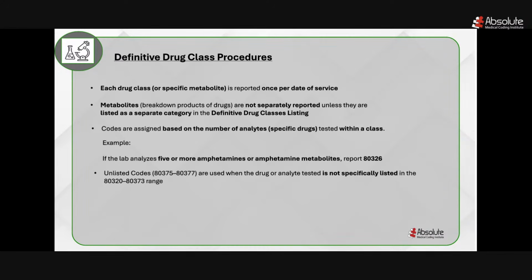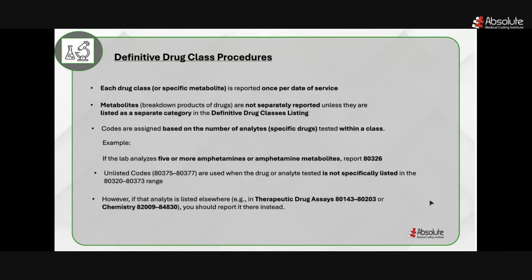Yes, unlisted codes 80375 through 80377 are used when the drug or analyte tested is not specifically listed in the 80320 through 80373 range. However, if that analyte is listed elsewhere, for example under a therapeutic drug assay classification or chemistry classification, you should report it using that specific code range instead. Okay, so if the metabolite is listed in these classifications, then you will have to report from that particular section. Okay, you won't use the unlisted code in such scenarios.